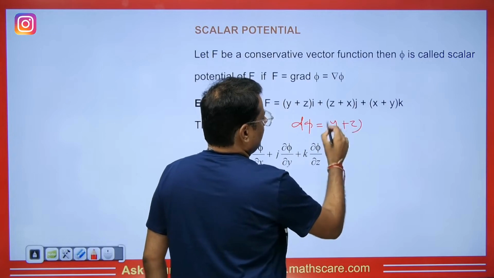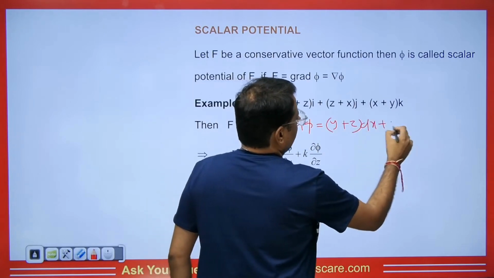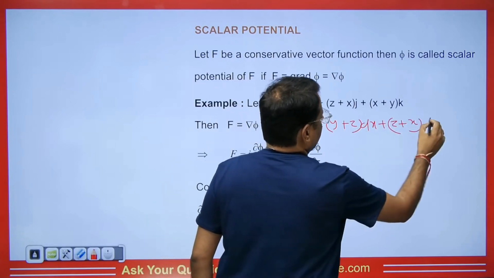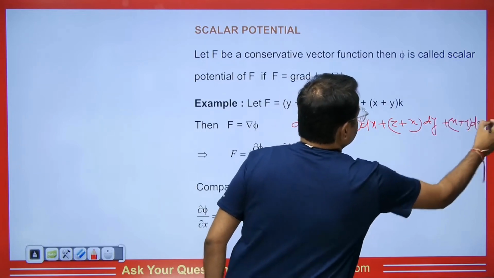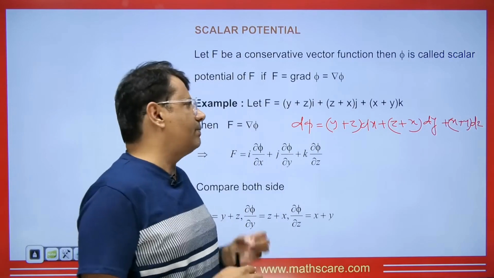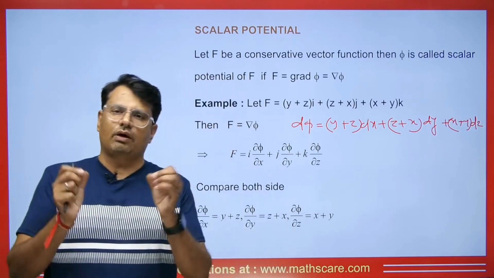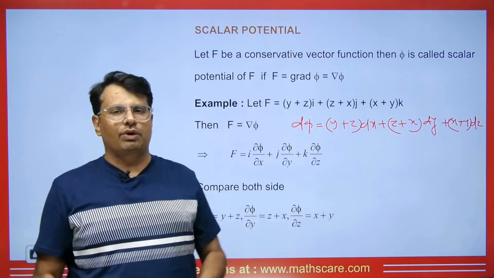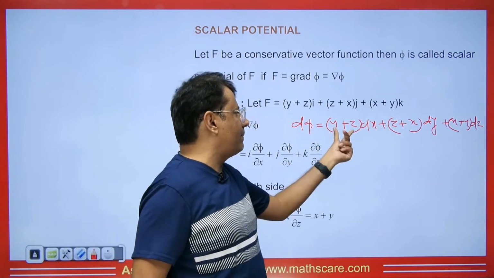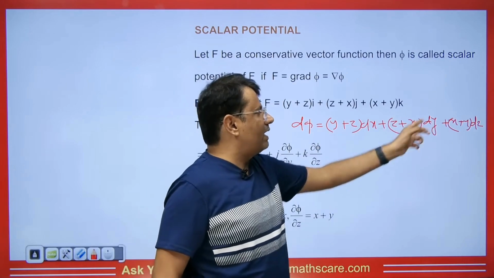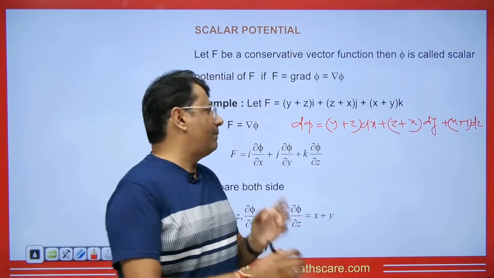Wherever it's i, write dx. Wherever it is j, write dy. And students, wherever it is k, write dz. Now what do we have to do? Whenever we do the integration, the variables should always be separate. But here, none of the variables are separate. With dx it should be x, with dy it should be y, with dz it should be z.